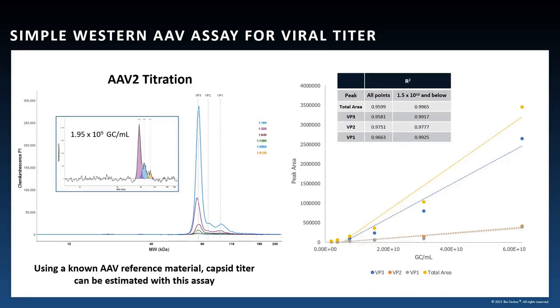All peaks show good linearity across this range. And if you look at the lower 4 points of the assay, the R-squared values are almost all above 0.99. So if you have a known standard like the ATCC reference material, you can estimate unknown sample viral titer quickly with this assay.